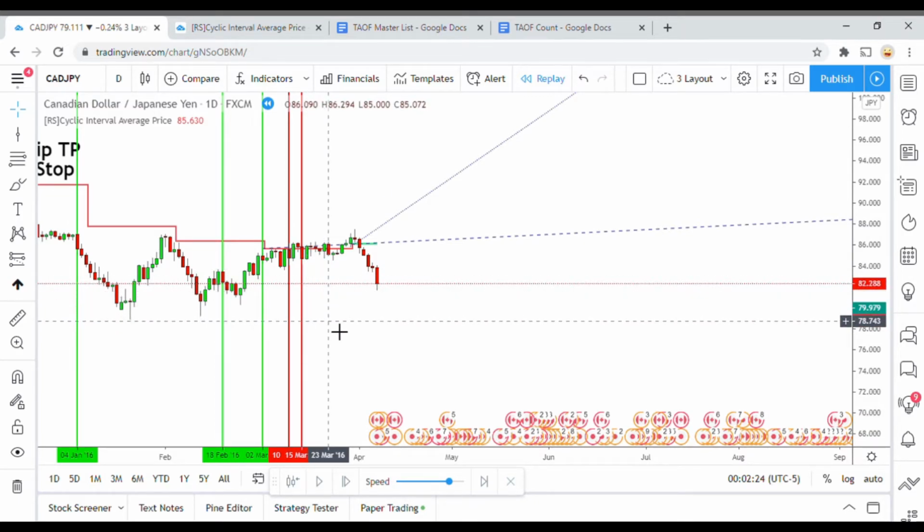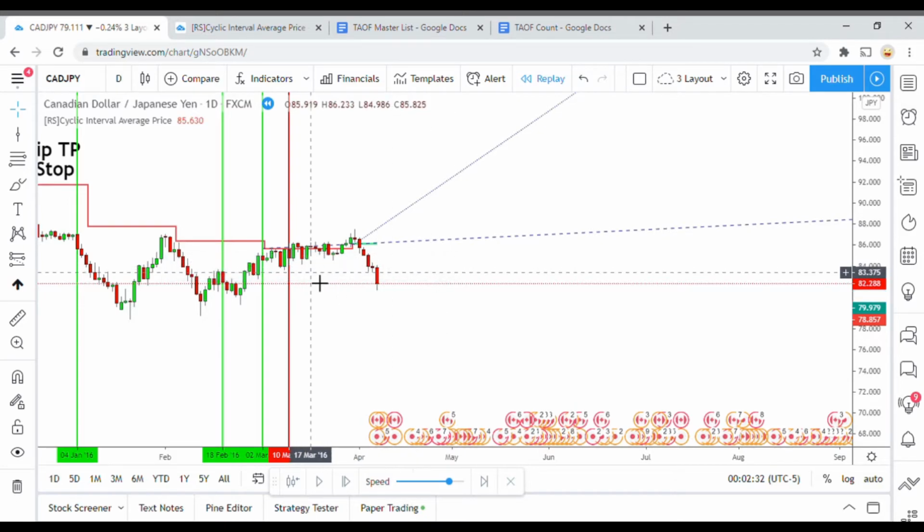That one would have also stopped us out, unfortunately. Let's see, double check here. So there's that one. No, I take that back. That would have been the second bar. This one here, that's a little iffy right there.